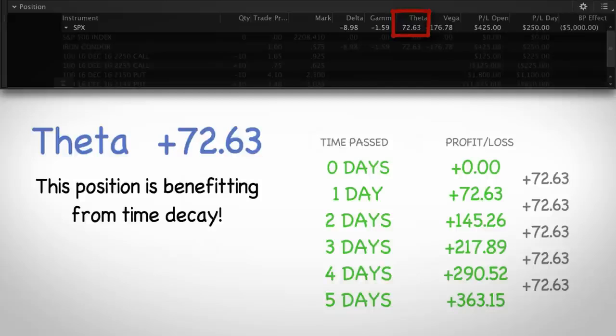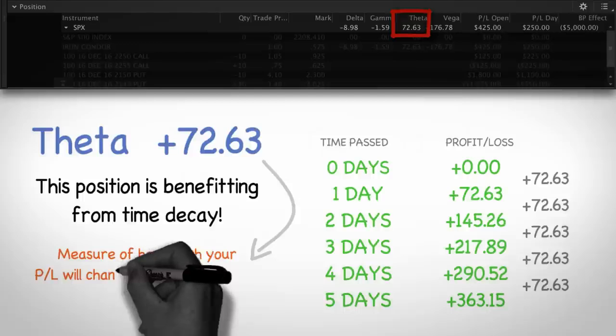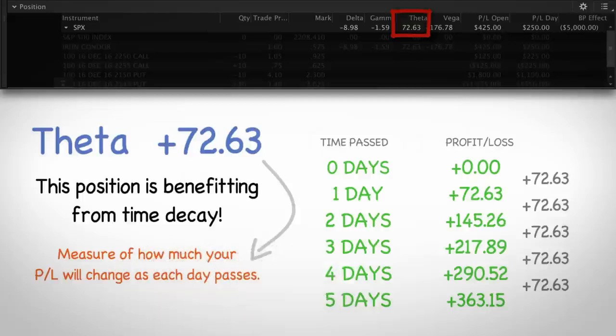This is pretty cool because all the strategies we use here at Skyview Trading benefit from time decay. Making sure you are on the right side of time decay is extremely important. So again, looking at position theta will tell you how much your P&L will change due to 1 day passing.